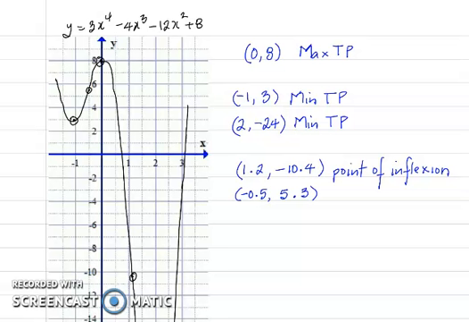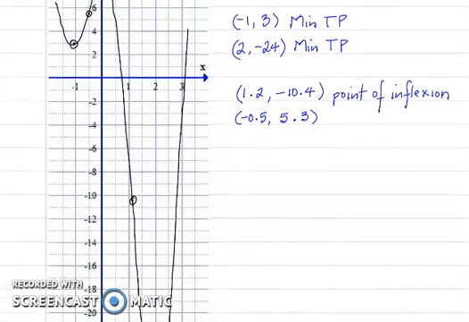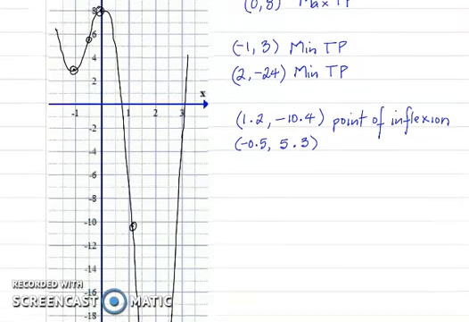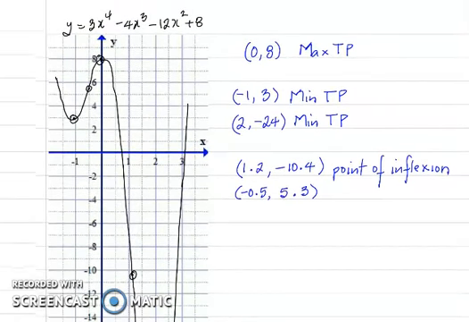To sketch this, we obtained the maximum turning point, the 2 minimum turning points, and the 2 points of inflection. We plot them on our graph and sketch our curve, sketch our polynomial, which is a smooth, unbroken curve. And from top to bottom, this is our curve. This is what we're asked to do. And so this example is finished.